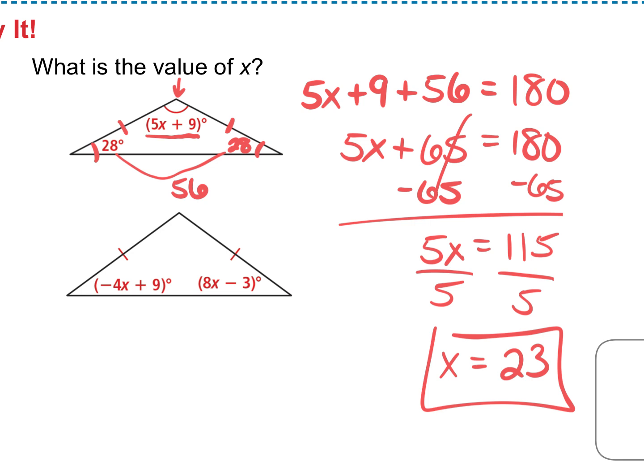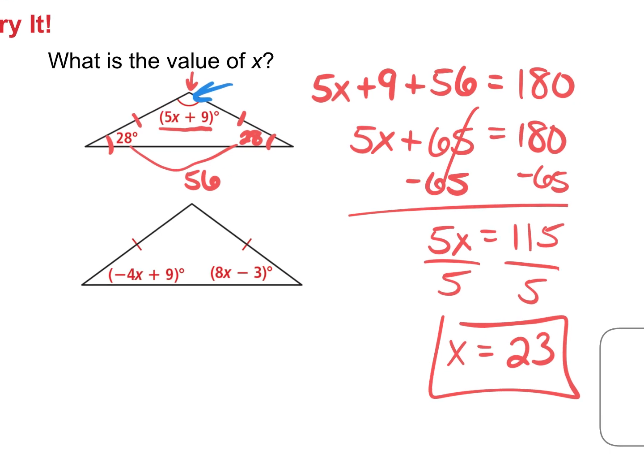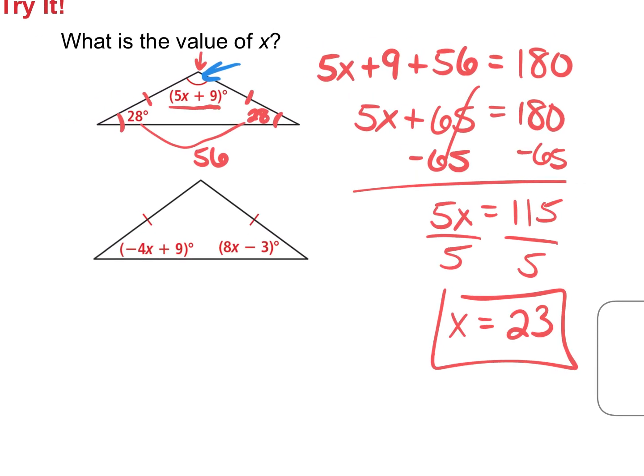If it wanted us to find this specific angle right here, how would we do that? You would plug it back in. But it didn't want us to do that, so we're not going to do it. Okay? Let's look at part B. Again, it just wants us to find the value of x.